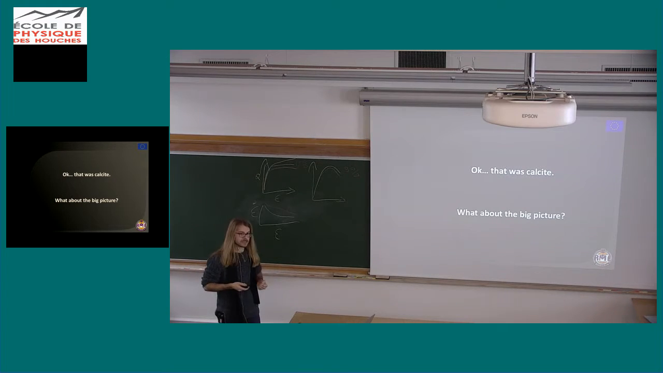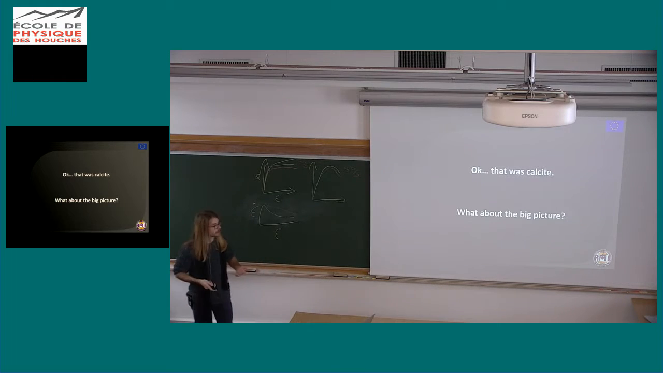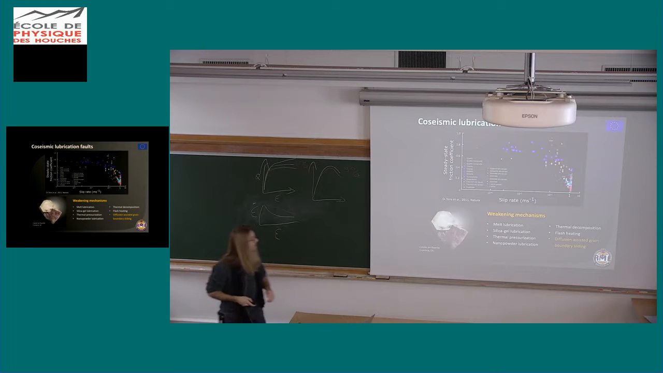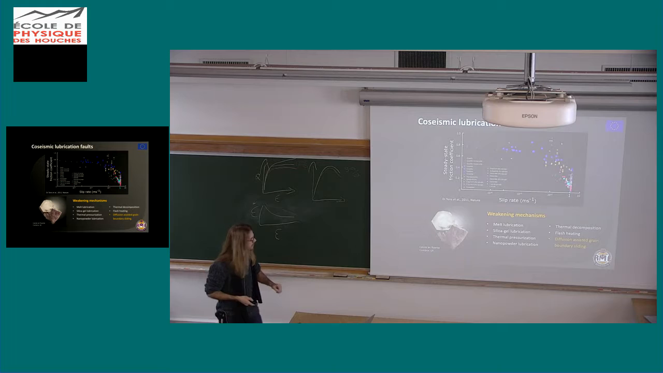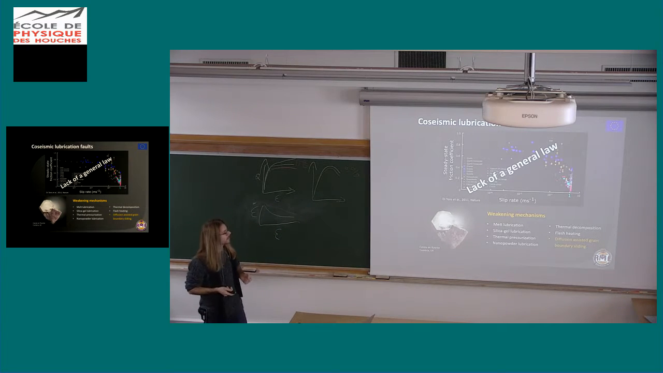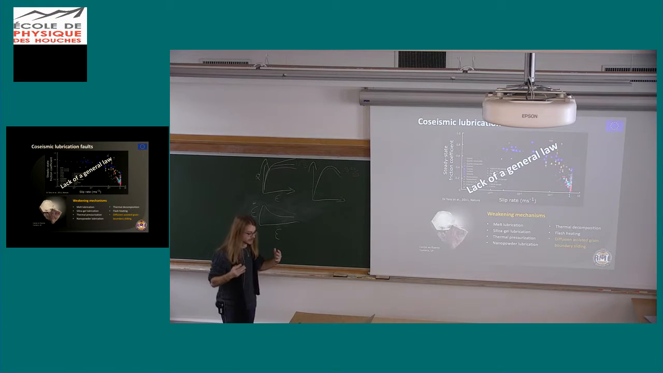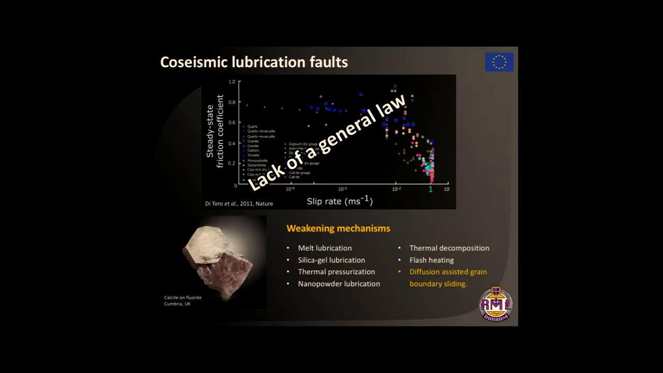But calcite is just one material. Can we expand it to other materials? Because as we have seen from the previous presentation, this works for a wide range of materials, and they seem to have the same evolution, despite having different weakening mechanisms that are material dependent. Let's try to unify a little bit. Probably what I want to do here is to unify and try to see if the materials respond the same way.